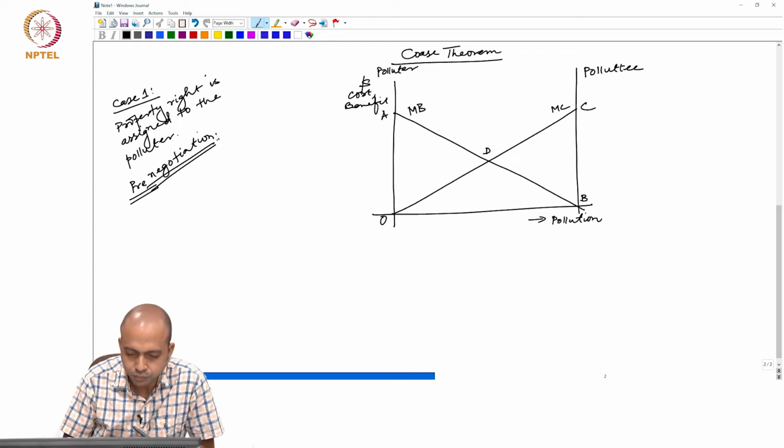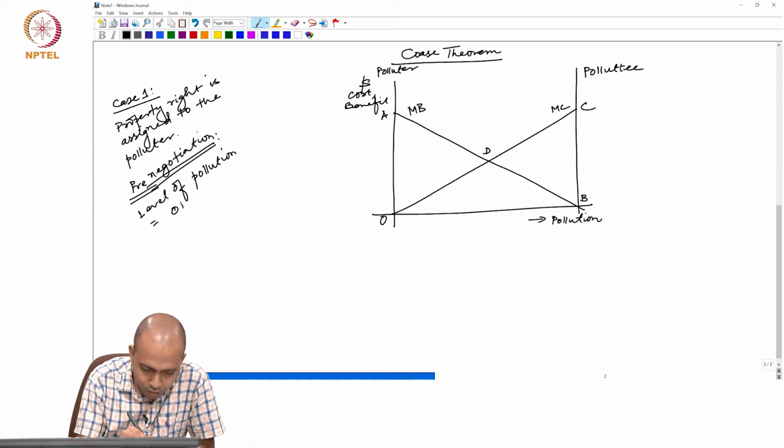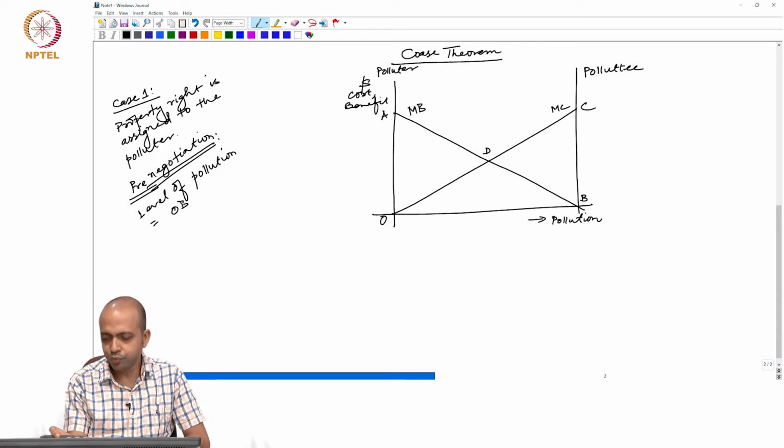Pre-negotiation. So, the level of pollution equals OB, which is quite simple. At point B, the marginal benefit of pollution is 0. So, that is why the pollution is up to B.